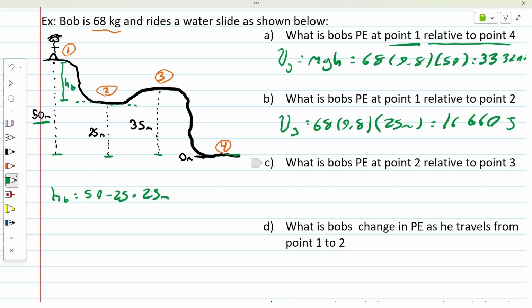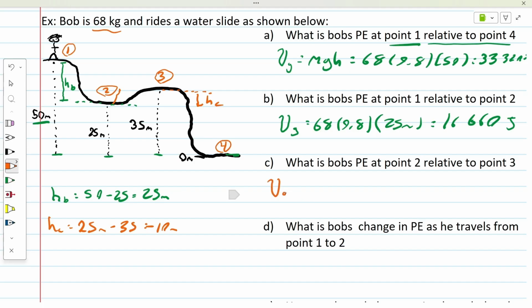So he's at point 2 now, but we want to know the potential energy at point 2 relative to point 3. So now we're making point 3 the reference. So we need to know this height to get from point 2 to point 3, right? So if we want height, say C, then we can do the initial height that they're at minus the reference height. So it'll be 25 meters minus the 35 meters, which is a negative 10 meters, because he's 10 meters below the reference point.